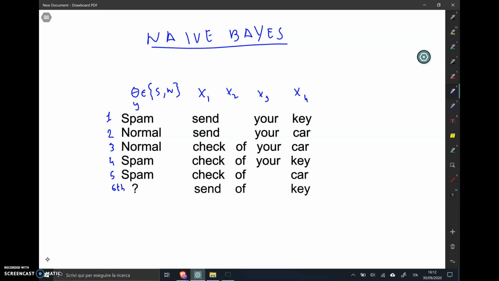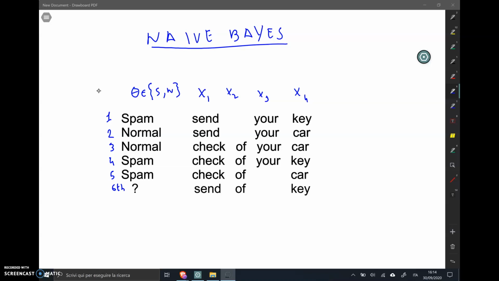But we don't care about this, because we know that theta is our random parameter, and we want to estimate its posterior probability based on the text. The text is made of four variables, all categorical with two categories. The first is send versus check. The second is presence of off versus not off. The third is the presence of the word your versus the word your not being present. The fourth is key versus car.